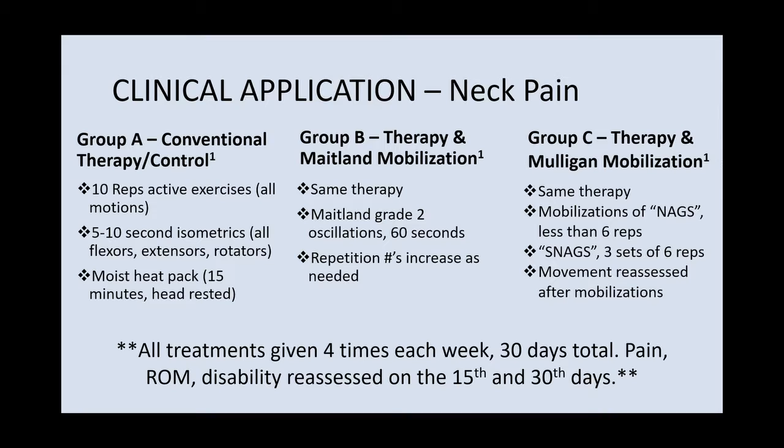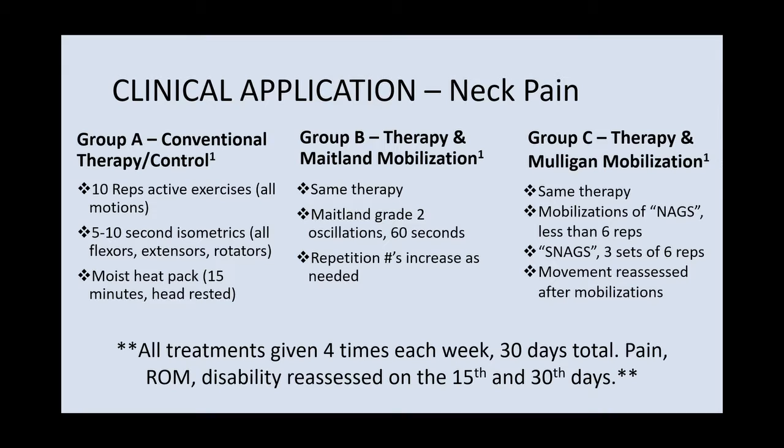Group B, another set of 10 patients, went through the same therapy, but also incorporated Maitland mobilizations. And these consisted of grade 2 oscillations for 60 seconds. And the number of repetitions increased as the clinician felt the need for them. Specifics weren't necessarily included with that.